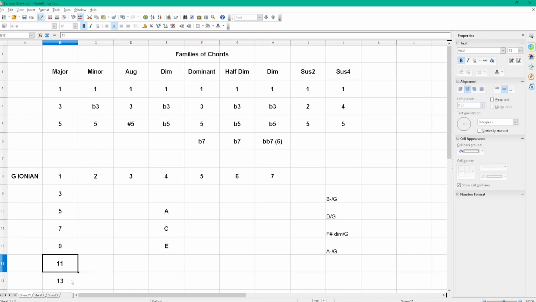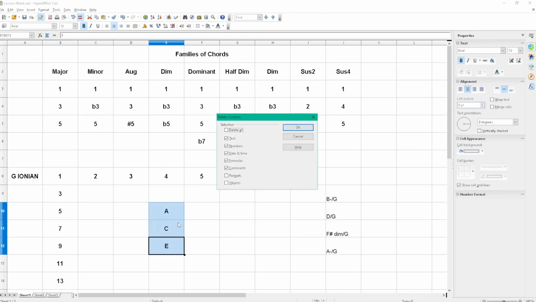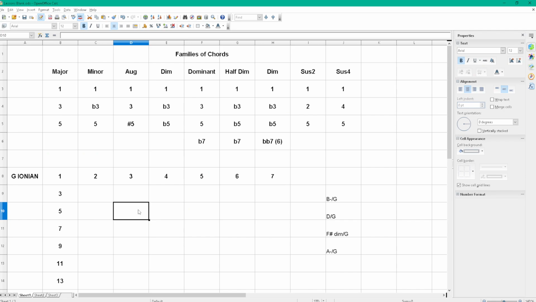Let's look at 11, 13, 1. So I'm going up the second octave. The 11 for G is C, the 13 is E, and of course back I have the root note. And C, E, G is basically a C major triad. So now I have C over G.